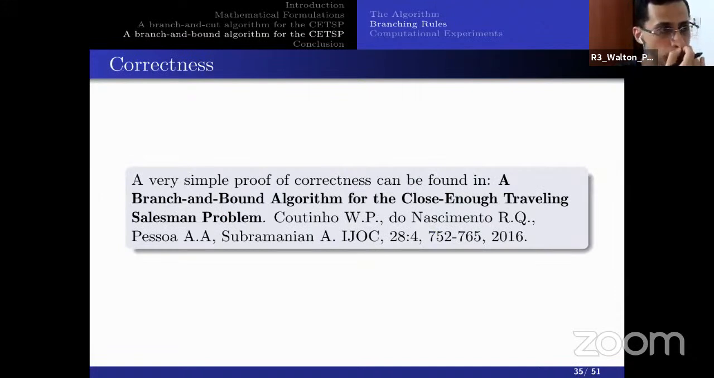So there's a proof of correctness of this algorithm. This is published in INFORMS Journal on Computing. The correctness means that the algorithm provides valid solutions and optimal solutions for the problem.